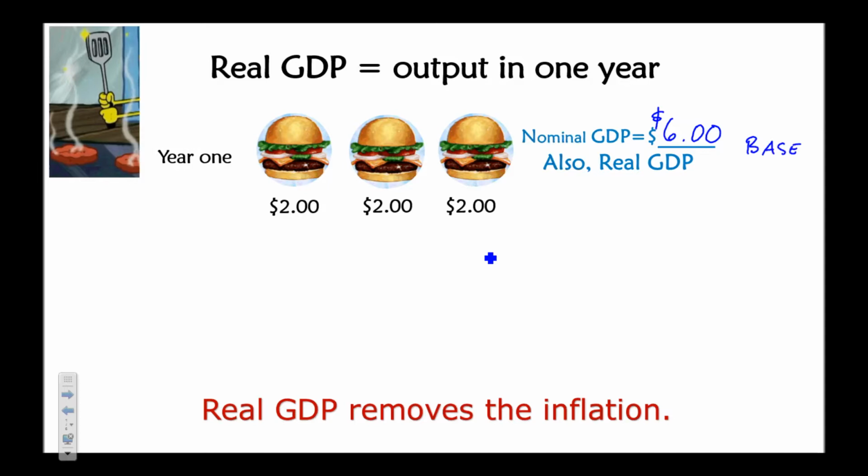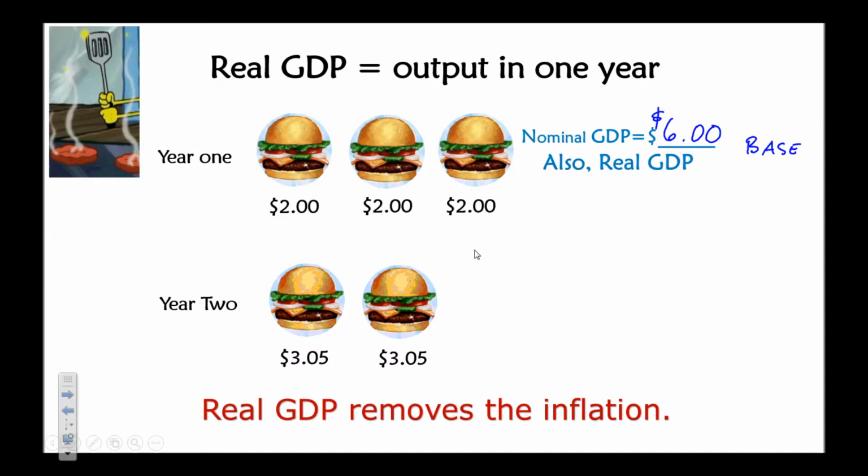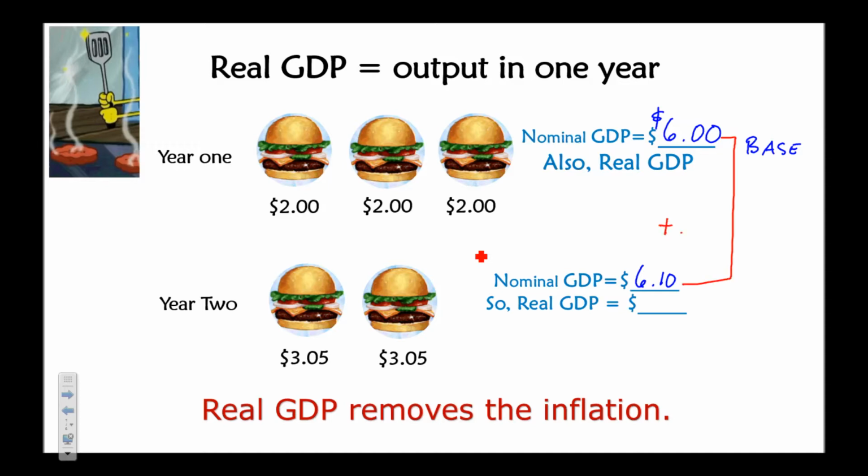Therefore, the nominal GDP, which is just the price times the output, is also the real GDP. The reason it's the real GDP is because there is no inflation in year one. Year two comes along, and Bikini Bottom produces 2 Krabby Patties at $3.05 each. So now the new nominal GDP is 3.05 times 2, which is $6.10. Note that if we just look at the nominal GDPs, their nominal GDP increased by 10 cents. And if that's all we looked at, we would say, okay, that's good, they've grown.